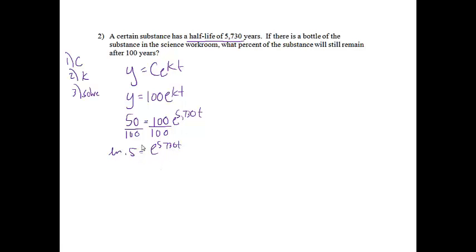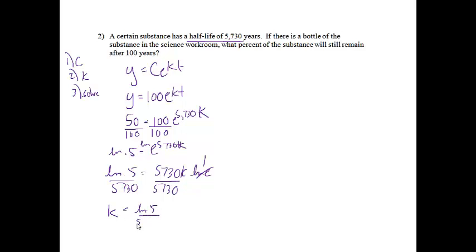Then from here, we'll take the natural log of both sides. So I'll get ln 0.5 equals 5,730k ln e. Ln e is 1. And then to get k by itself, we'll just divide both sides by 5,730. So k equals ln 0.5 over 5,730.